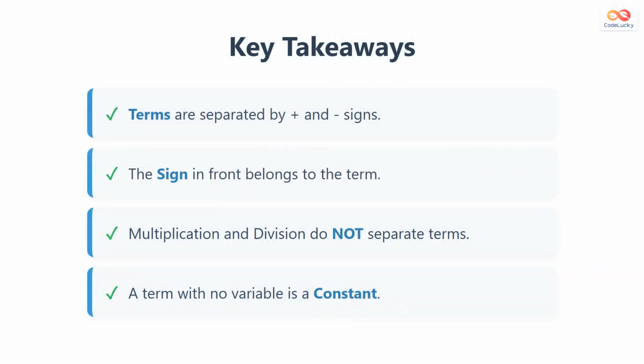To wrap up, remember these key points. Terms are separated only by plus and minus signs. Always keep the sign with the term that follows it. Multiplication keeps things together, and numbers without variables are constants. Great job!